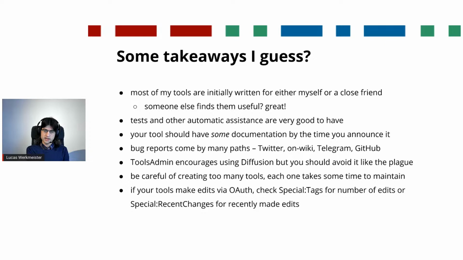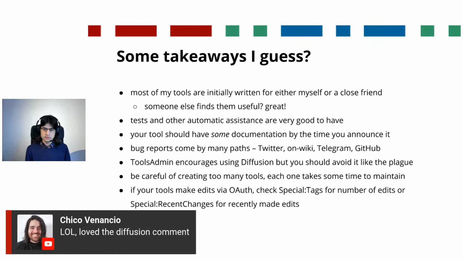However, under no circumstance should you use Diffusion for accepting code from other people or doing code review, because it does that and it is absolutely terrible. I can only recommend that you avoid it, because it's really hard to figure out. Practically no one else uses it, so the people who want to contribute to your tool won't know how to use this either. So if you want people to contribute to your code and send a pull request or something, then ideally tell them to do it somewhere else, anywhere else, because Diffusion is just terrible for this. It's kind of a shame that Tools Admin encourages it, but I guess within a few years, it sounds like we will be moving to GitLab at Wikimedia, and then presumably you will be able to host your tools on GitLab as well.